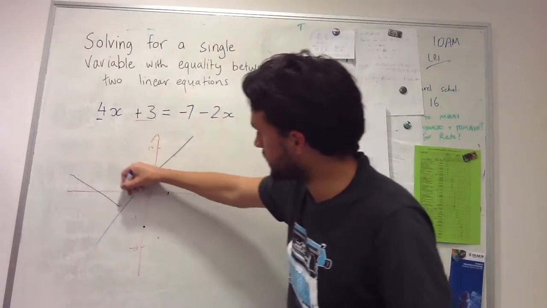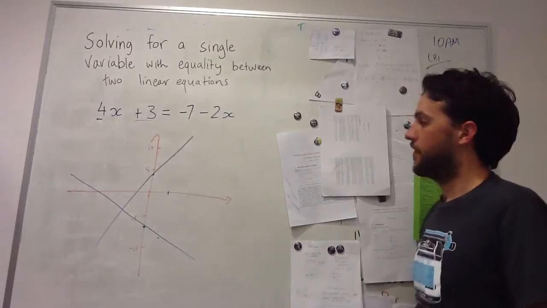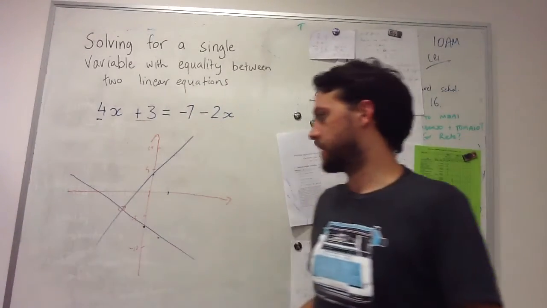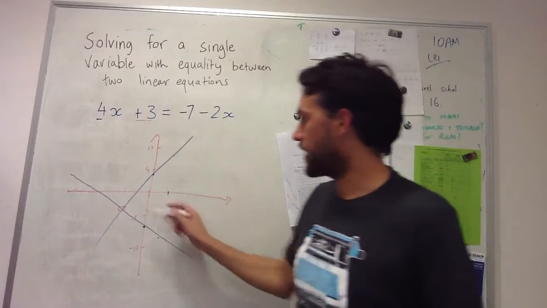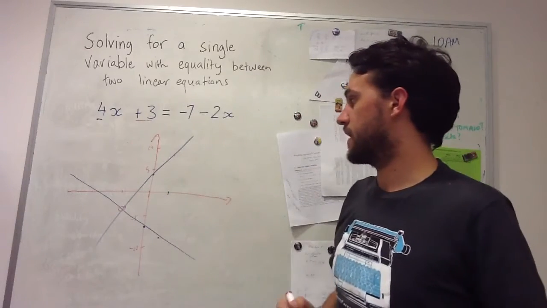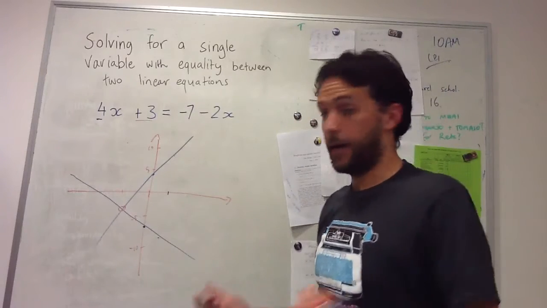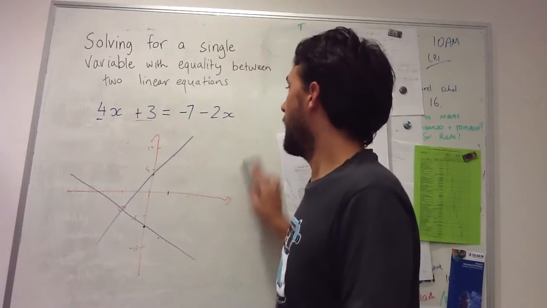So we can see just from drawing in the graph that our answer should be somewhere around here. So we should get a value of x that's -1 or something, and a value of y that's around -5. But let's see whether we get that.